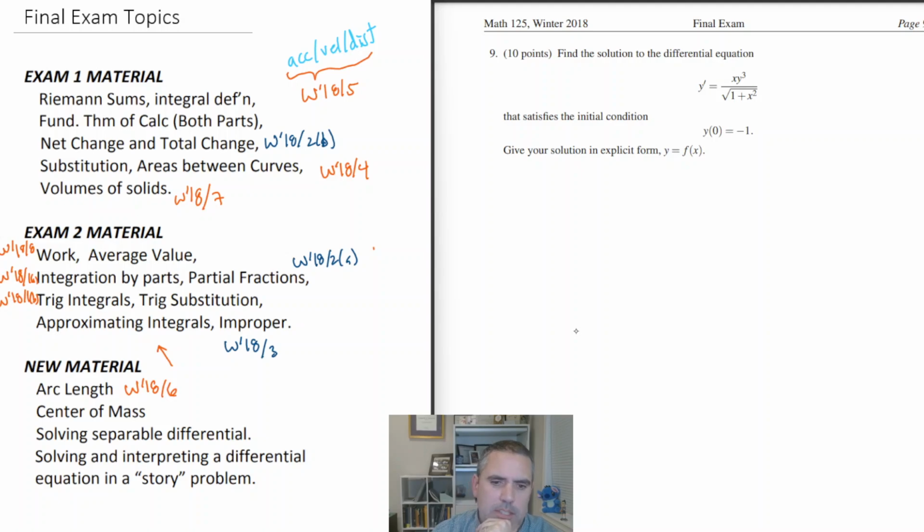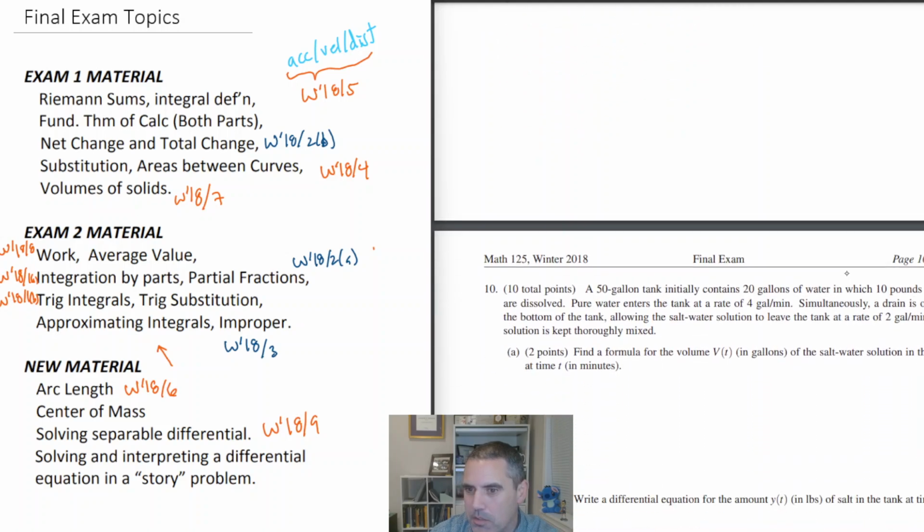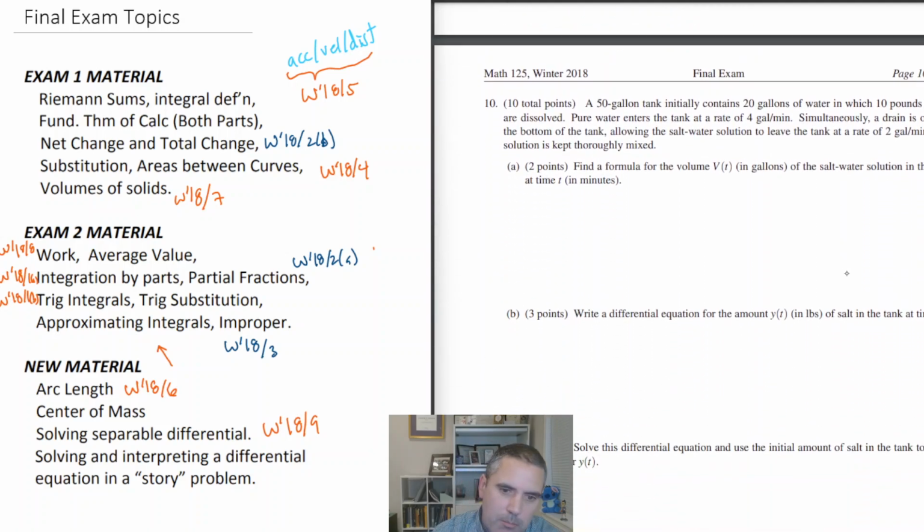All right, then we get into the more standard questions that are pretty much on all these. This is a separate and solve question and plug in your initial condition. Then we have an applied mixing question.